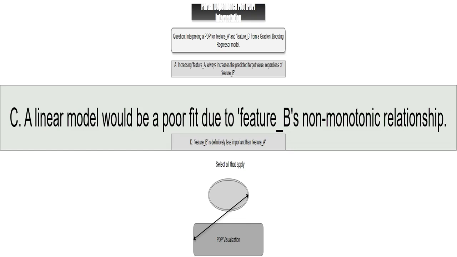This statement is about how well different models fit my data. A linear model assumes a straight line relationship. If feature_B has a complex, non-monotonic relationship with the target, meaning not always increasing or decreasing, then a linear model would be a bad choice. To capture that complexity, it wouldn't properly fit the data.